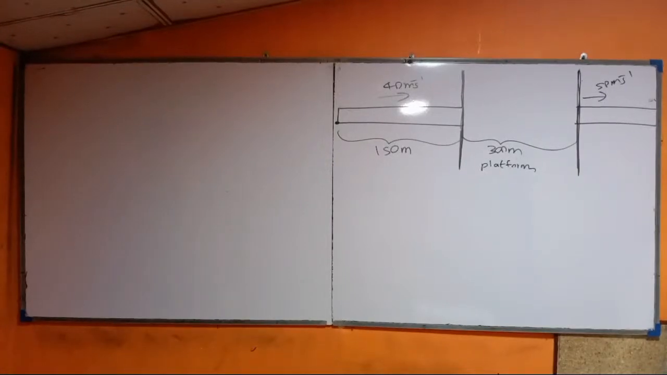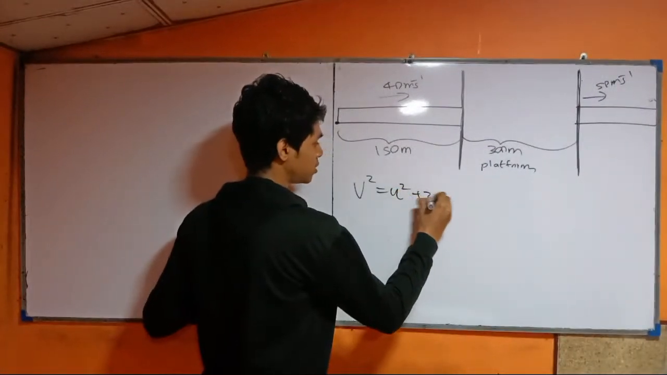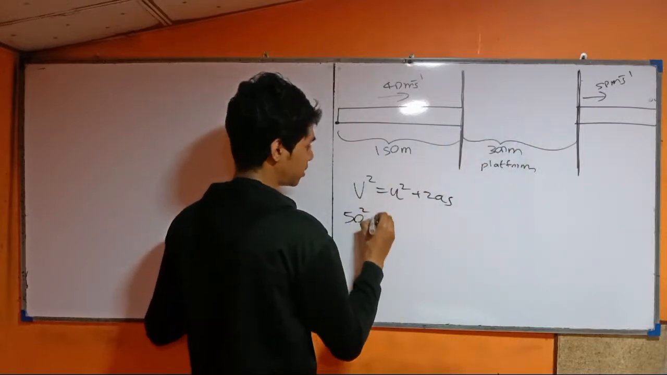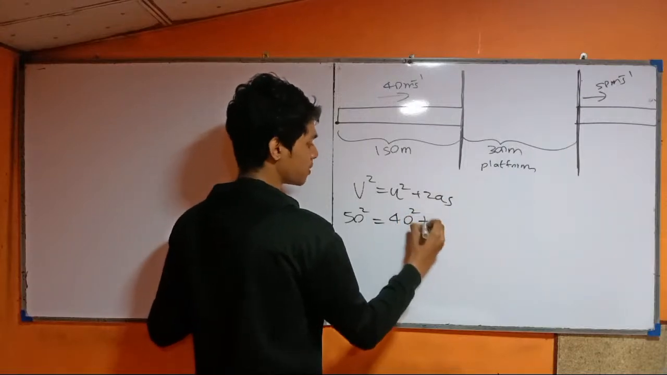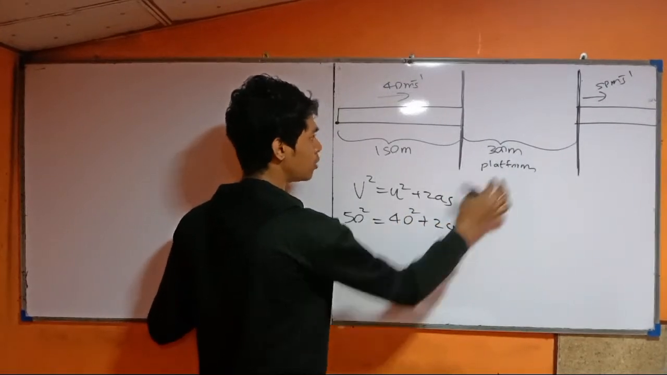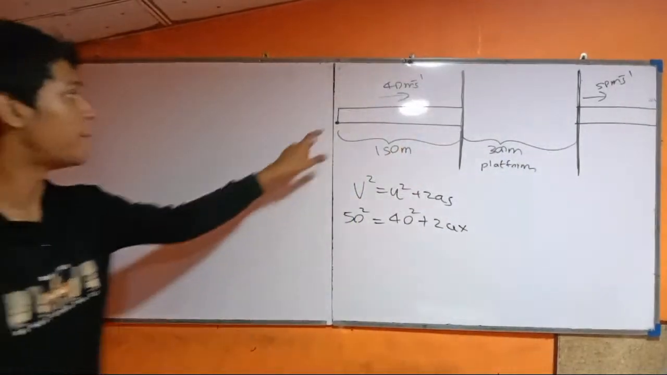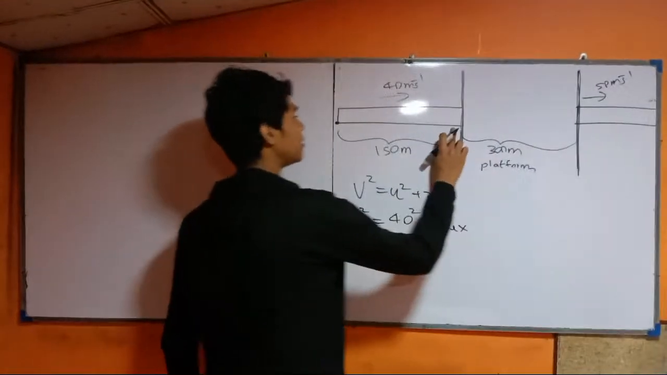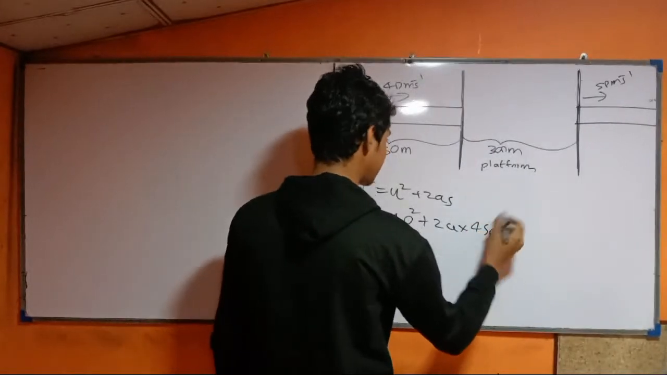Now what I will do, you don't have time involved, so you apply this equation: V squared equal U squared plus 2AS. Final velocity 50 squared. Initial velocity 40 squared plus 2 into A into how many meters? 300 plus 150. Why? The backside should cross. So the backside should come 150, then 300. Then altogether 450. That is a tricky question.